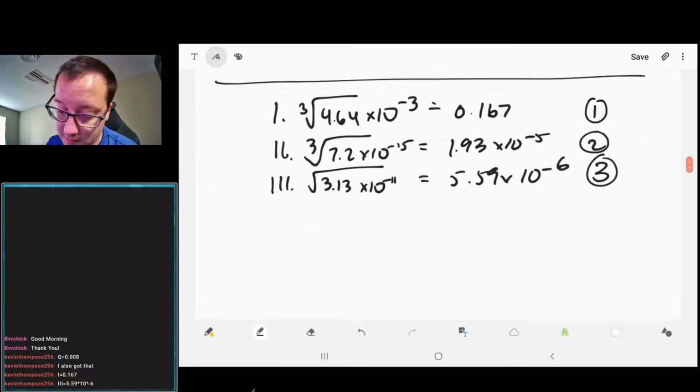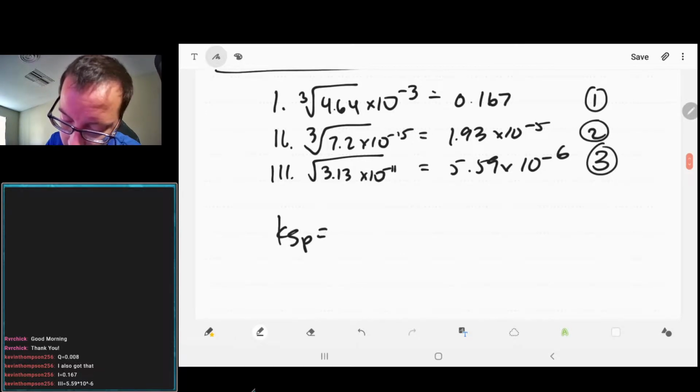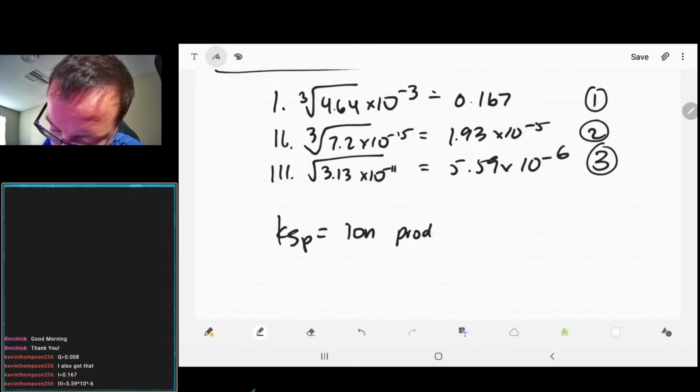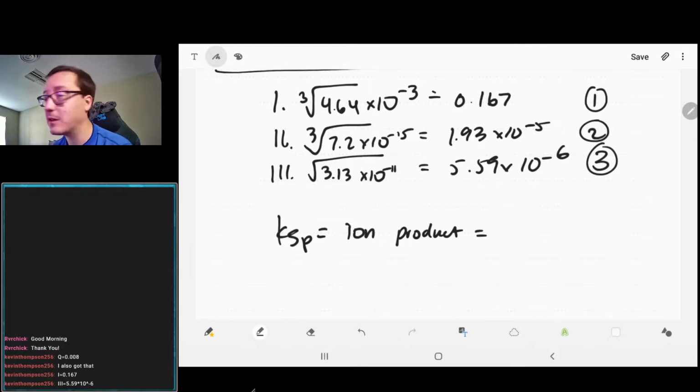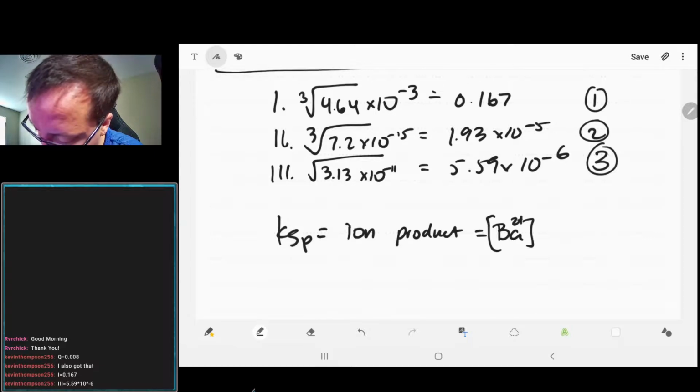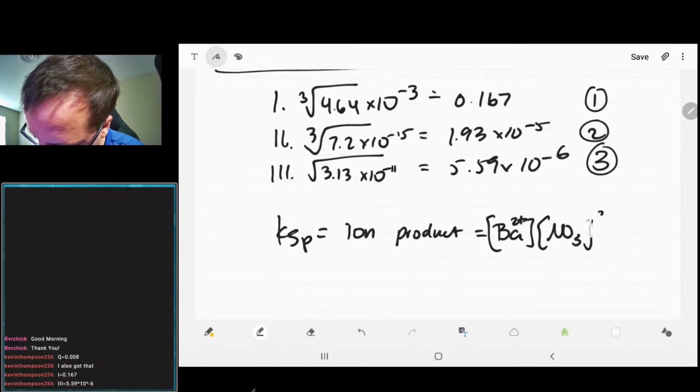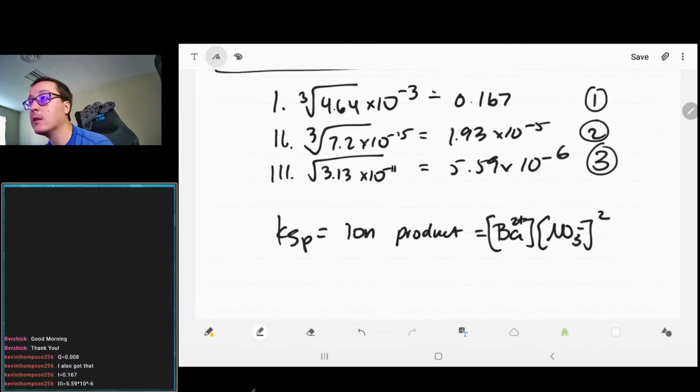Remember, Ksp is going to be the product of your ions. It's the ion product. Solubility product is what it's called, sp. So for example, it's something like this. That's why we have a cube root, because we have a cubic function there. All right, so that's that.